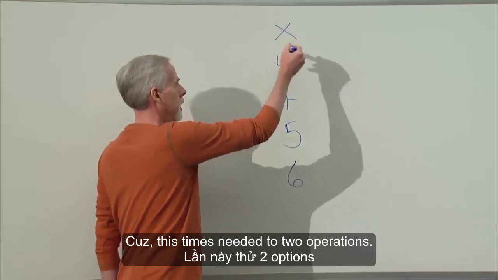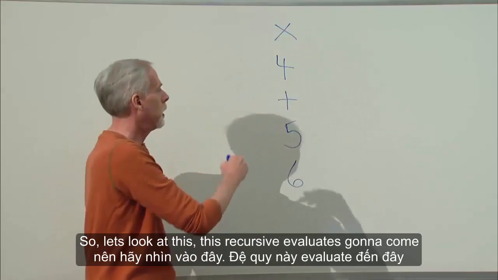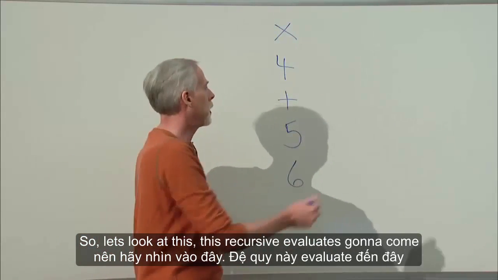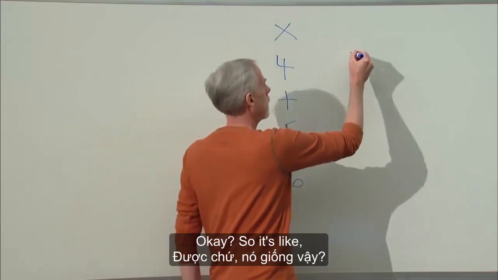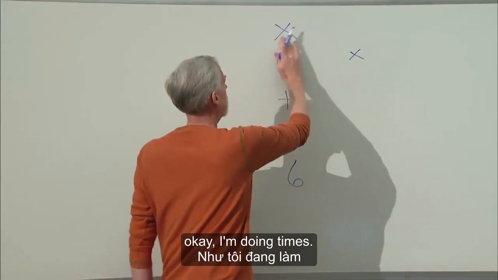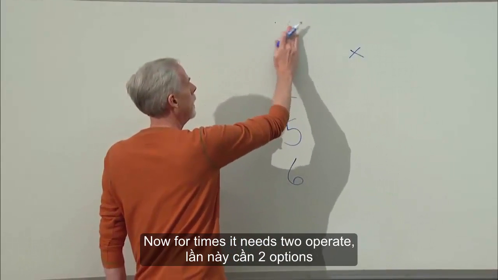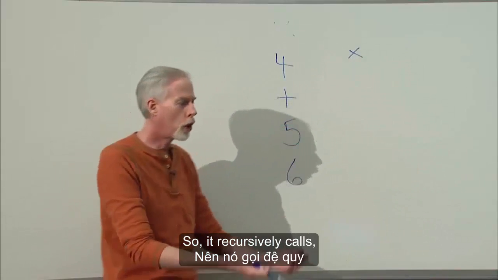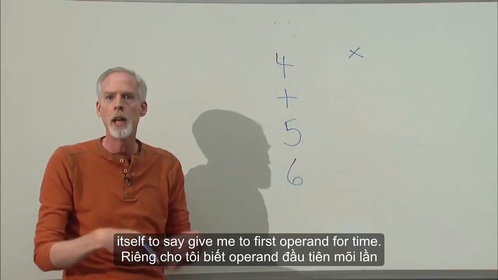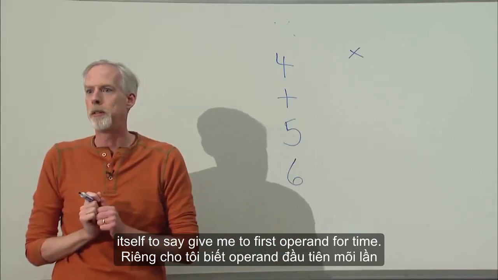Because this times needs its 2 operations. So let's look at this. This recursive evaluate is going to come in here. It's going to try and evaluate the top of the stack, which is a times. Okay? So it's like, okay, I'm doing times. Now, for times, it needs 2 operands here. So it recursively calls itself to say, give me the first operand for times.